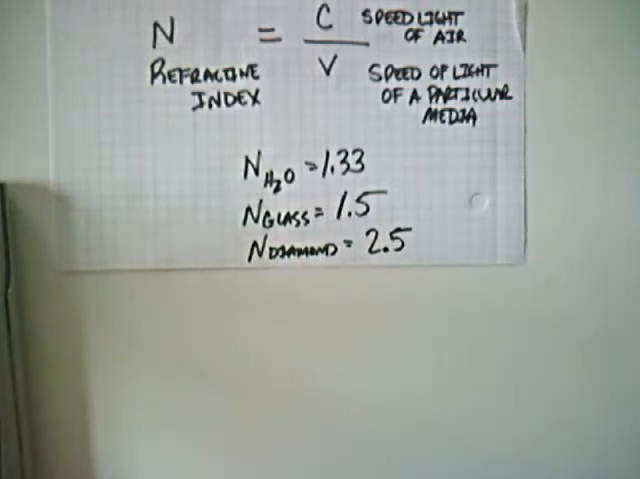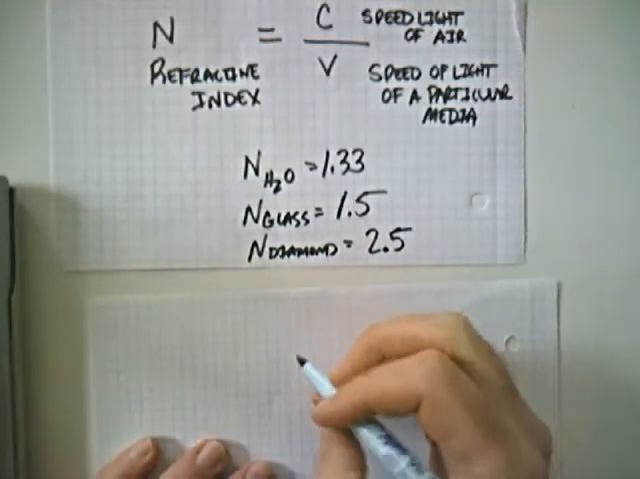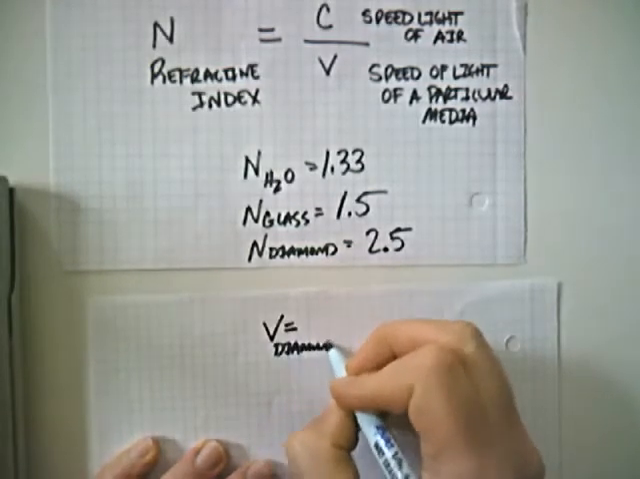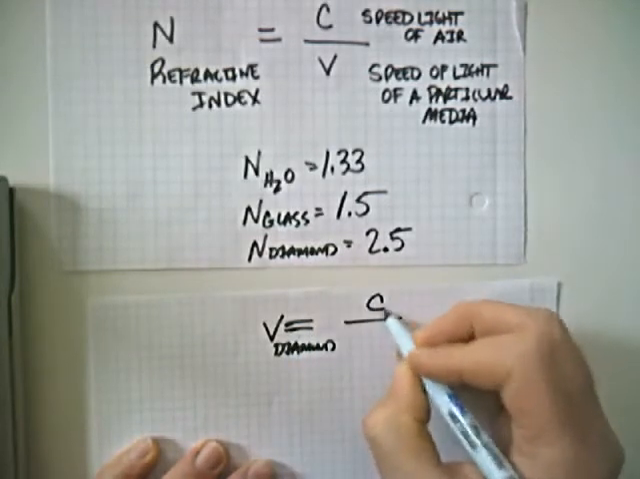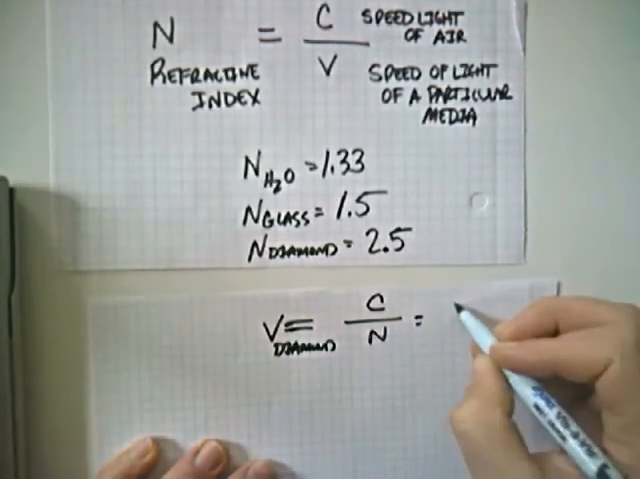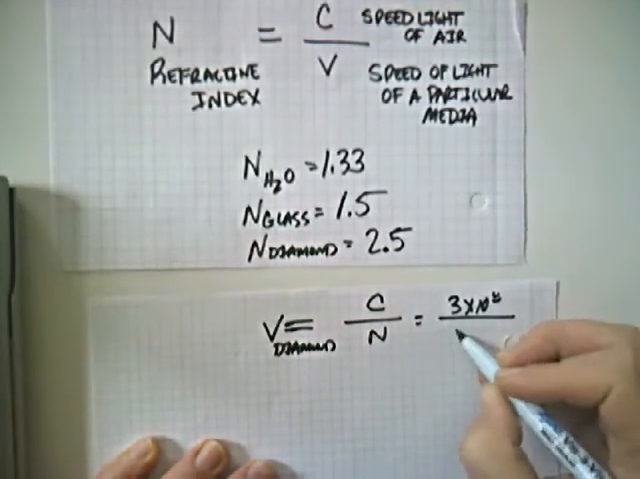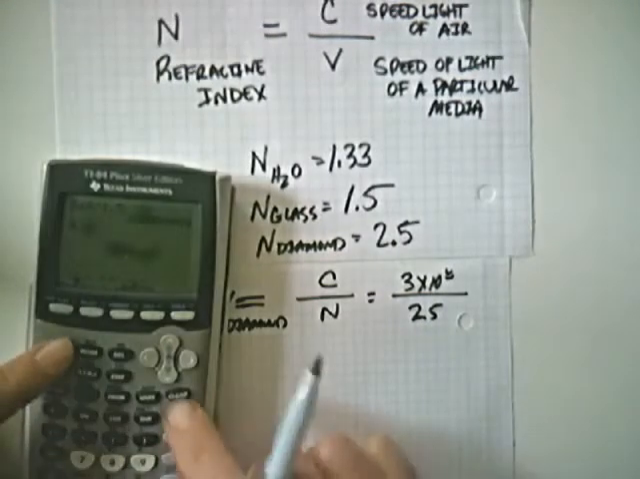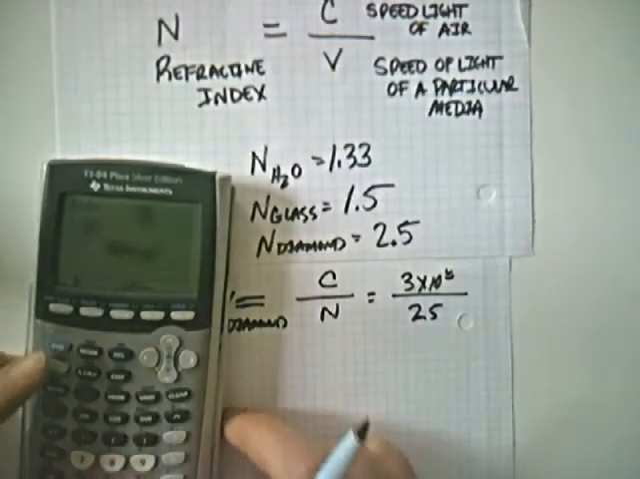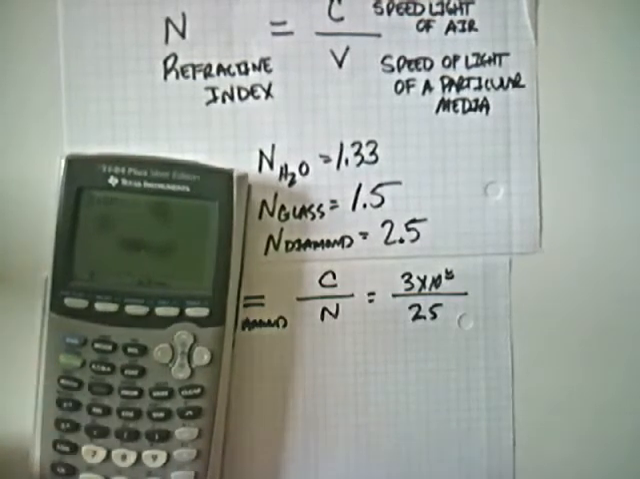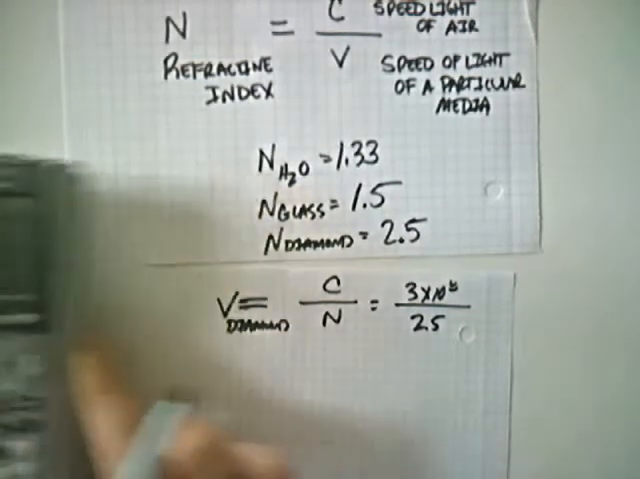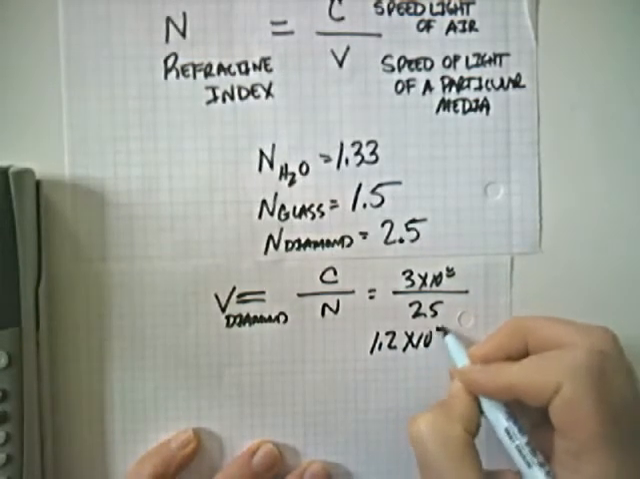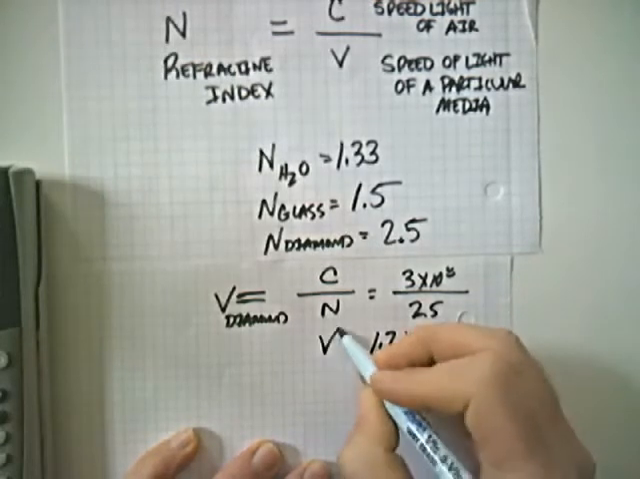What about in diamond? Let's do it one more time here. So V in diamond is going to be C over N. We put in 3 times 10 to the 8th up here, and now we divide by 2.5. So once again, 3E8, and we want to divide it by 2.5. We get 1.2 times 10 to the 8th. So it slowed down even more.